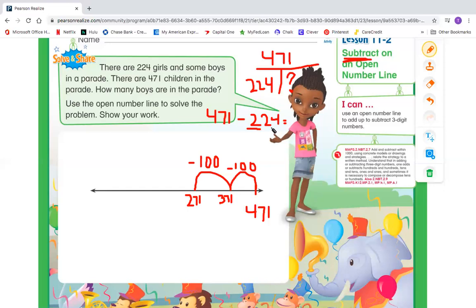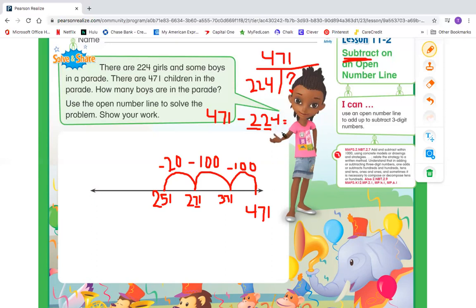Now I need to jump back my tens. I have 2 tens. So instead of just jumping back minus 10, I'm going to do it in one jump. So I'm going to do minus 20 because that's how many I have all together. If I have 7 tens and I take 2 tens away, how many tens will I have now? 5. So I'm now at 251, and my tens are done.